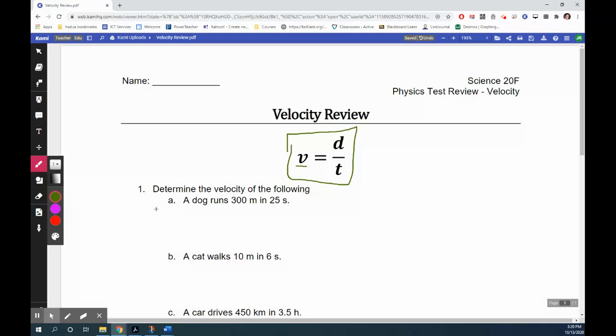So part of this is we're going to be looking at what are distance units, what are time units, and what are speed units or velocity units. And so this is where we begin. We're going to use this as a triangle. This looks like this.